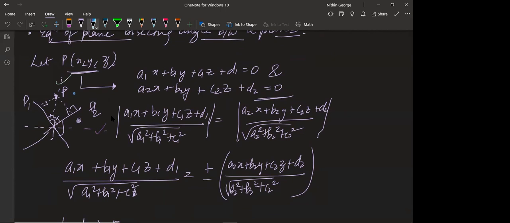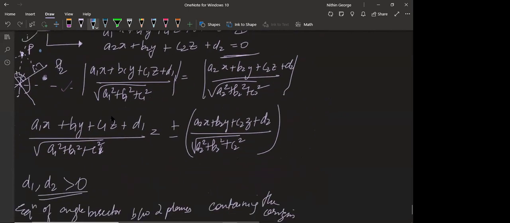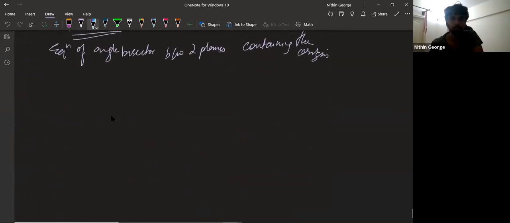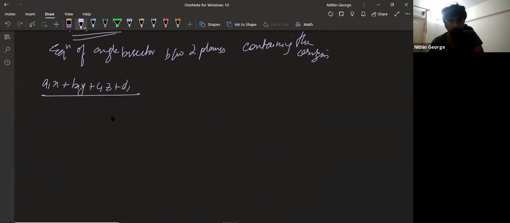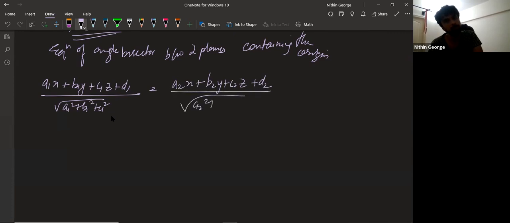Yes, sir. All right. So we have to find the equation of the angle bisector between the two planes containing the origin. For that, a1x plus b1y plus c1z plus d1, just make d1 greater than 0. That's it. The others will change sign. That's all that will happen, divided by root of a1 square plus b1 square plus c1 square, equal to a2x plus b2y plus c2z plus d2 divided by the corresponding root.